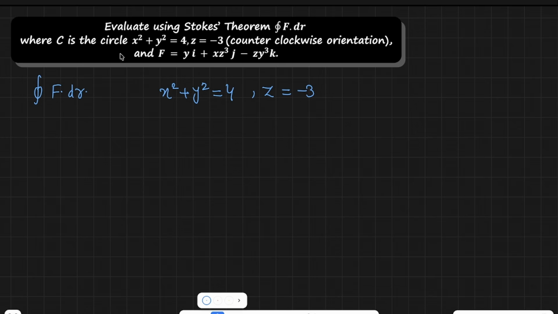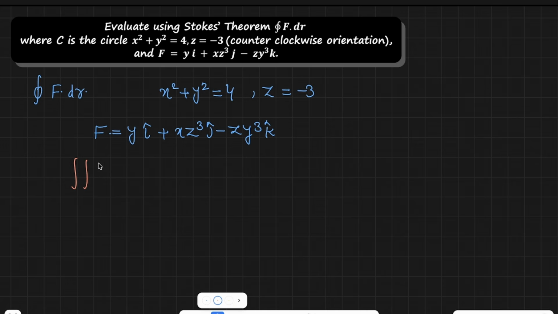Okay, and this is your F given, F equals y i cap plus x z cube j cap minus z y cube k cap. Okay, let's begin with this. How to solve this, or how to apply Stokes' curl theorem? So what is the formula? First of all, recall the formula.